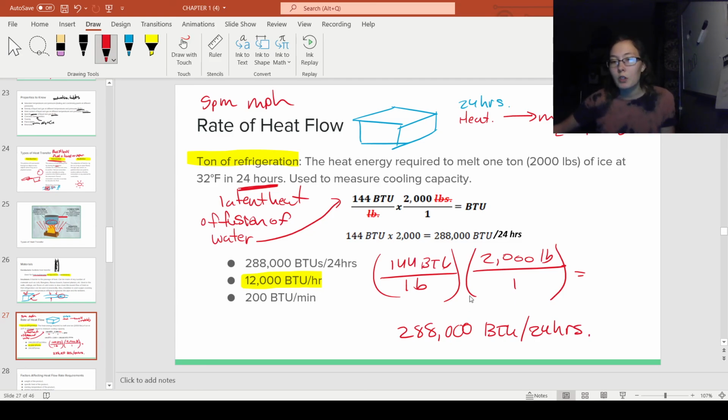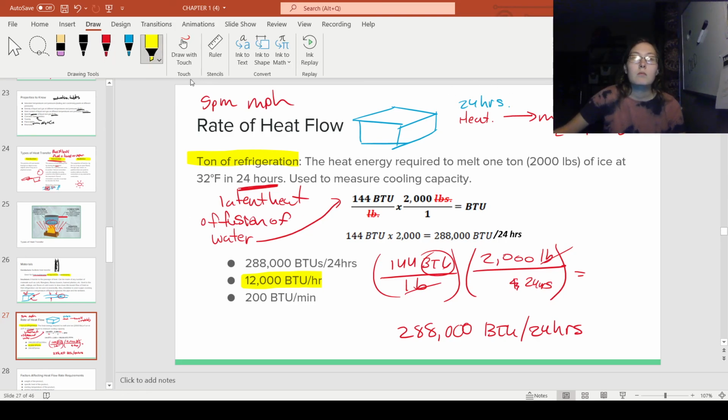Oh, sorry, I did that wrong. Yeah, I did that right. 288,000 BTUs for 24 hours. Pounds cancels out, you're left with BTUs per 24 hours. Now, we don't usually measure BTUs in days, so a lot of times we'll measure BTUs per hour or BTUs per minute. All I did to get this was 288,000 divided by 24. You get 12,000 BTUs per hour. If you divide that by 60 minutes in an hour, you get 200 BTUs per minute. Easy peasy, lemon squeezy.